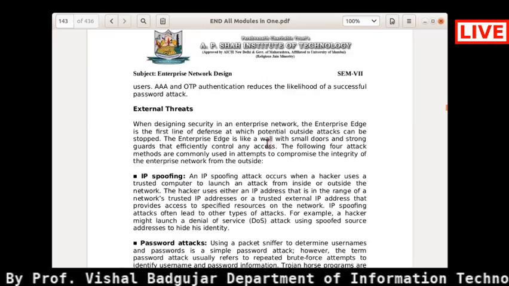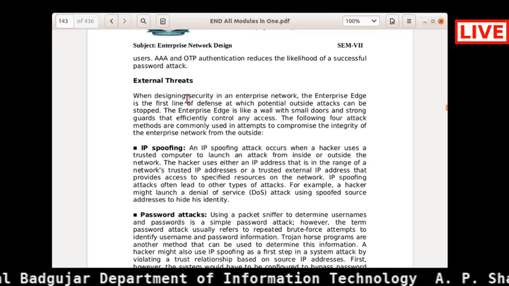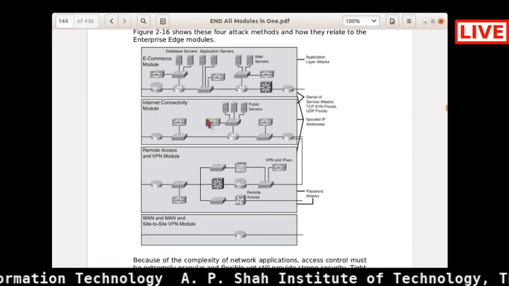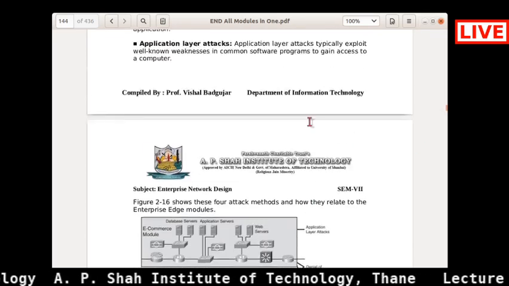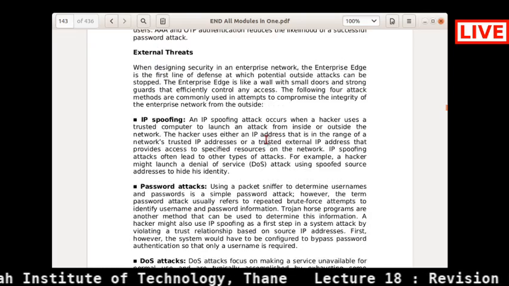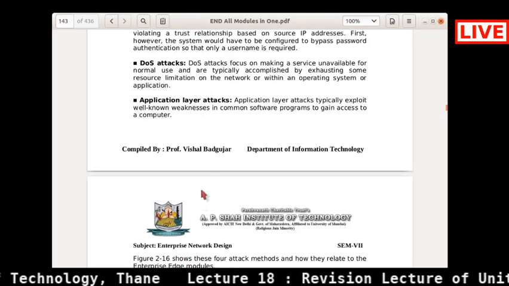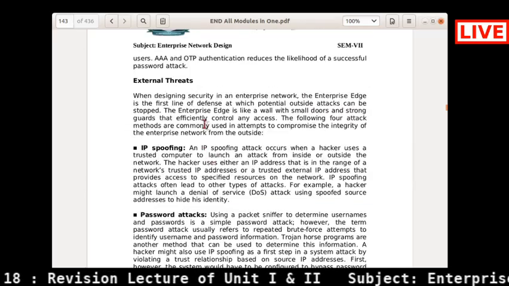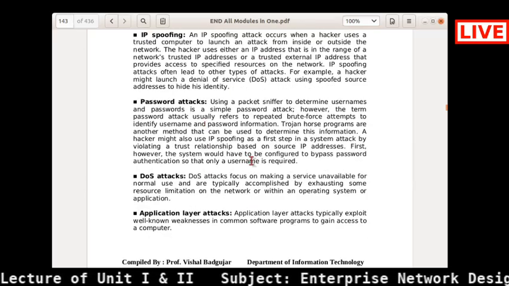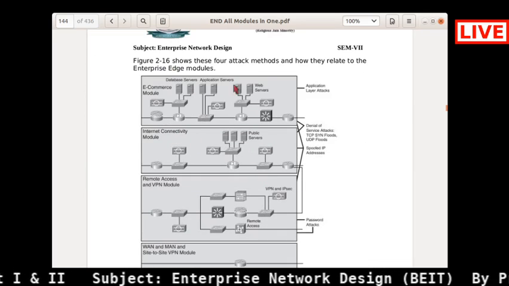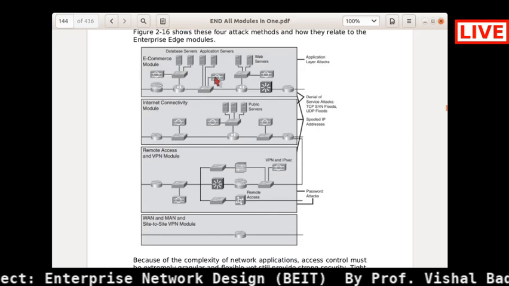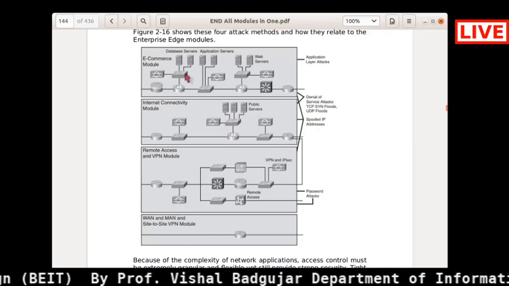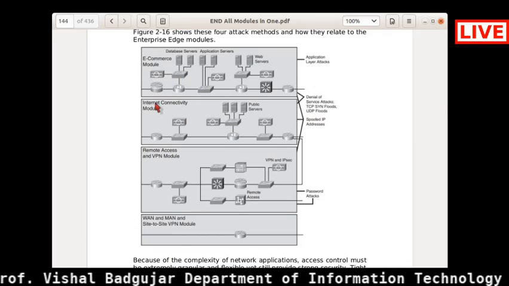Then we will see how these external threats can be used in this particular enterprise edge model, right? If you check the external threats like IP spoofing, password attack, DOS attack, application layer attack, then you must know what these attacks mean. This question can be asked again; it will be an important topic. Again, this diagram is important: at which module which attack can happen, and what the different sub modules of this module are. That can also be an important topic, right?